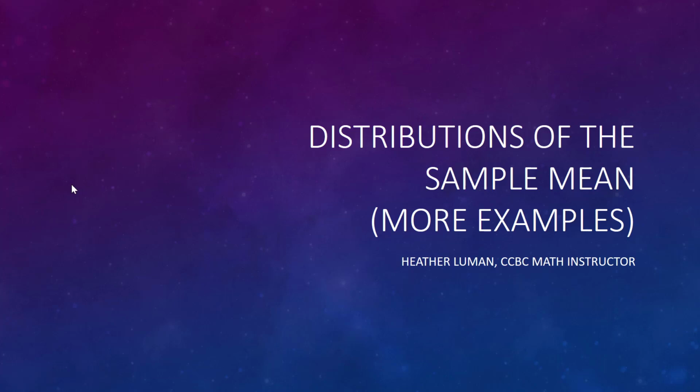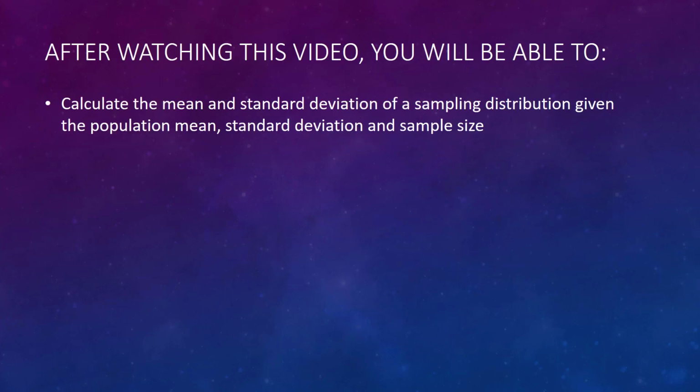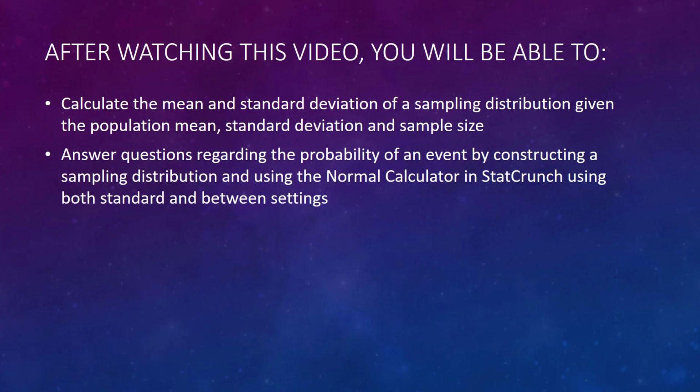Welcome to this video on distributions of the sample mean, more examples. This video picks up where the last video on distributions of the sample mean left off. After watching this video, you will be able to calculate the mean and standard deviation of a sampling distribution given the population mean, population standard deviation, and sample size. You will also be able to answer questions regarding the probability of an event by constructing a sampling distribution and using the normal calculator in StatCrunch using both standard and between settings.